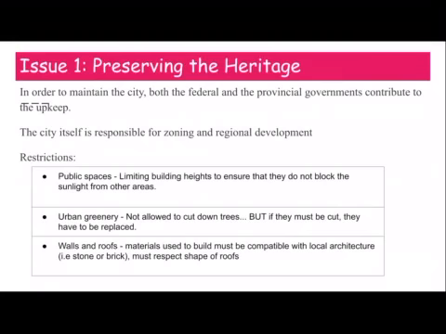Urban greenery. You're not allowed to cut down trees, but if they must be cut down for whatever reason, they need to be replaced. And walls and roofs. The materials used to build must be compatible with local architecture, i.e. stone or brick, and they must respect the shape of the roofs as well. Even though these bricks and materials are very old, they're very expensive. So if you live there, if you work there, if you own a shop there, you have to maintain all the same materials.